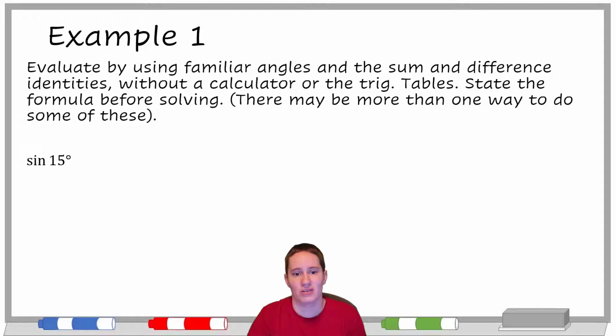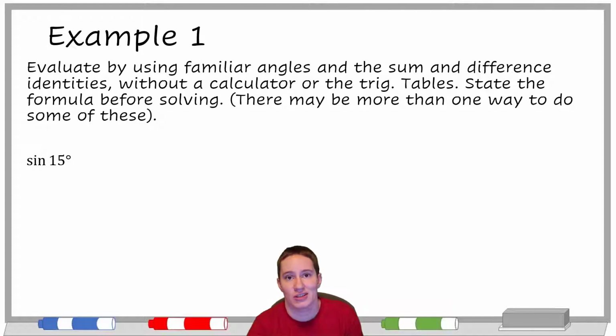Example 1: evaluate by using familiar angles and the sum and difference identities without a calculator or the trig tables. State the formula before solving. There may be more than one way to do some of these, especially with subtraction, because if you look at a unit circle, there are so many pairs of angles that are 15 degrees apart that we could pick. The easiest thing to do, though, would be to pick small angles.